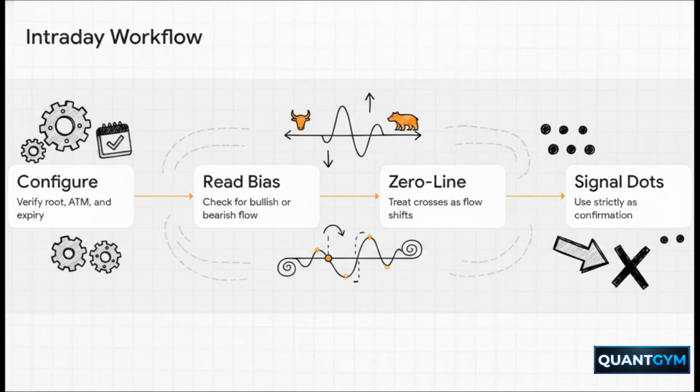And step 4, well, honestly, this is the most crucial part of the whole thing. Use signal dots as confirmation, not prediction. Never, ever use a signal dot as a standalone hot tip without verifying your structural alignment first.